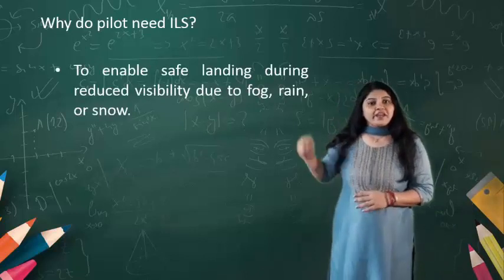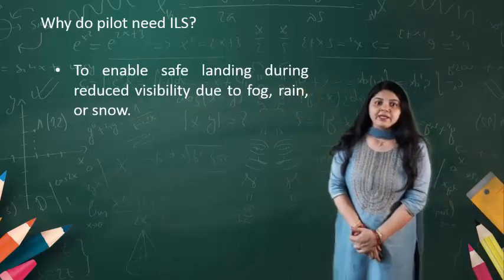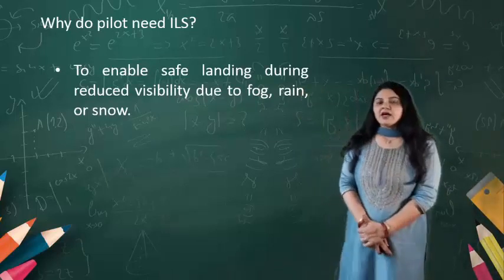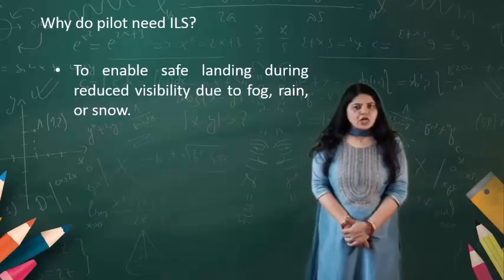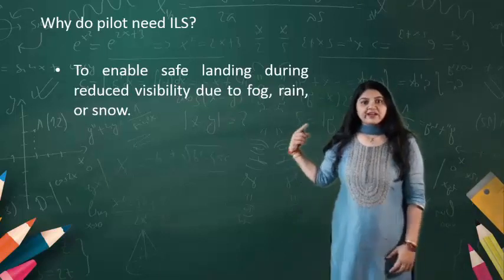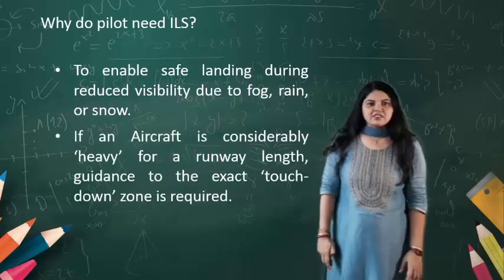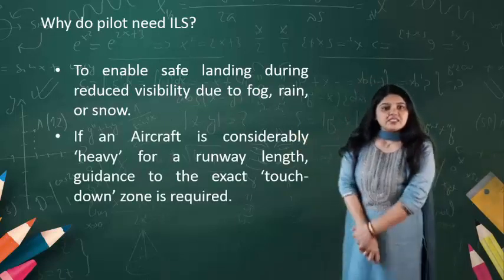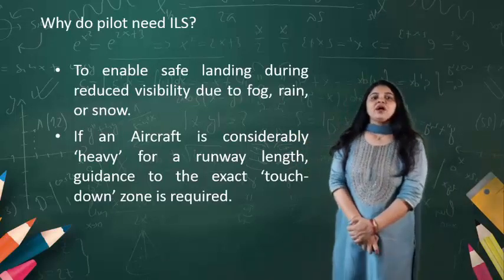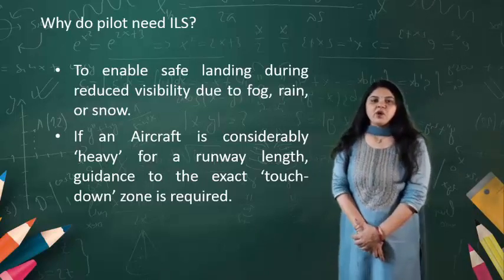That is to enable the safe landing during reduced visibility due to fog, rain or snow. We know that when the atmosphere is not good, at that time this gives you the perfect decision, and we can avoid an accident. If an aircraft is considerably heavy for the runway length, guidance to the exact touchdown zone is always required.